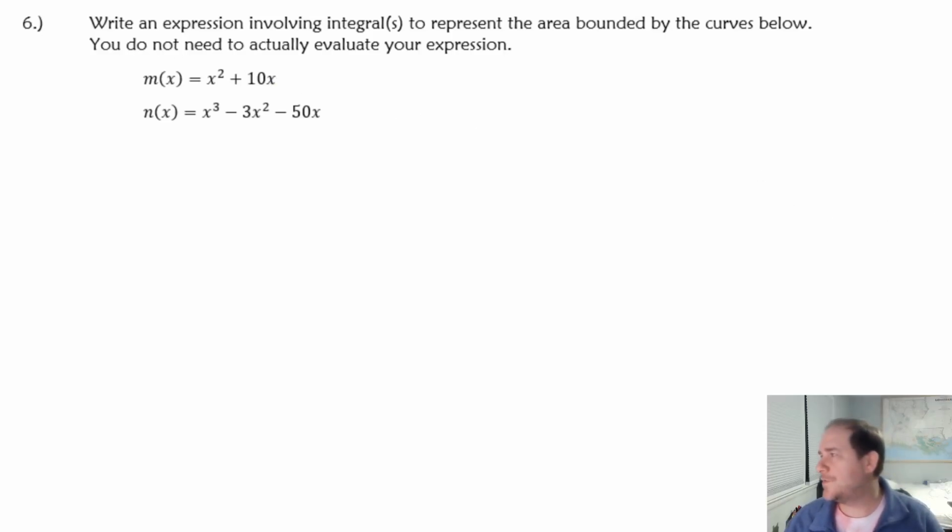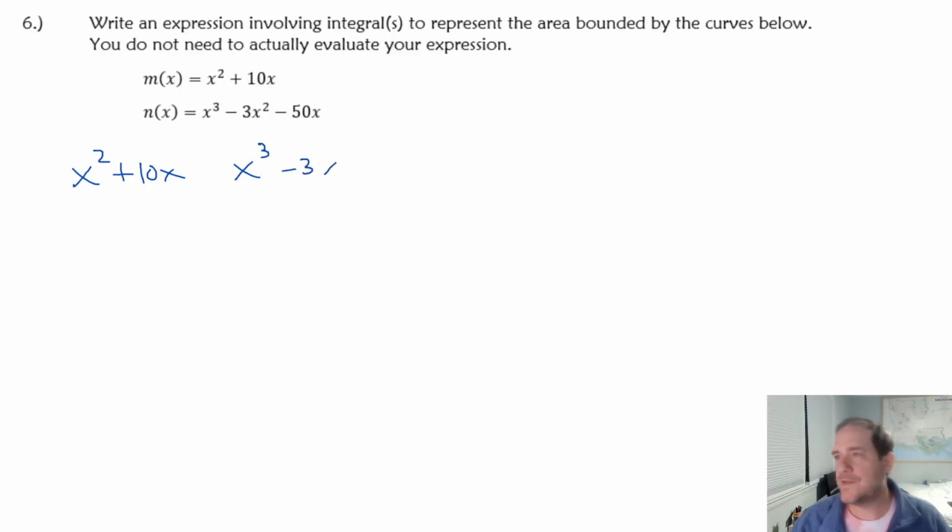You guys will fast forward through it because you don't care, but that's okay. All right, what are we doing? We're going to set these equal. So x squared plus 10x and x cubed minus 3x squared minus 50x. Setting these guys equal. You've got a cubic over here, so I'd bring everything else over to him. And you're going to end up with an x cubed.